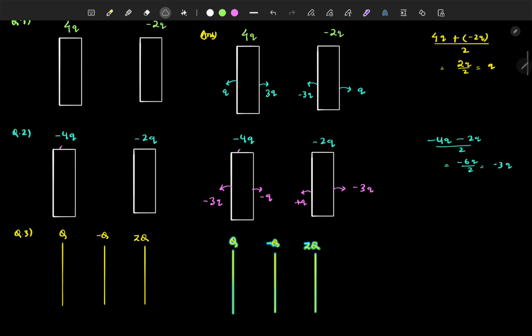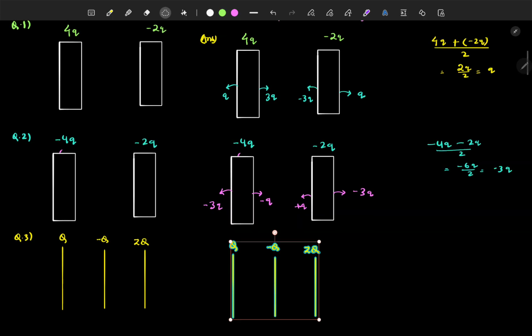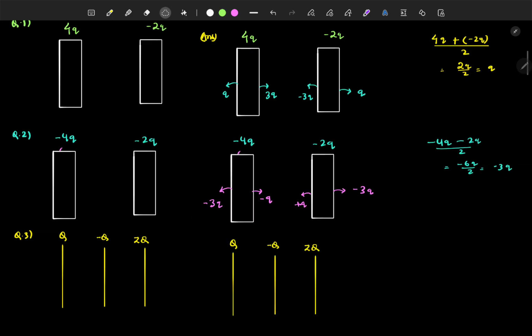Now see this question properly. So what do we have to do in this case? Simply add and divide by 2. So q plus minus 2q plus 2q divided by 2, that is 2q by 2, that is q. So simply place the first surface charge as q and the last surface charge as q.